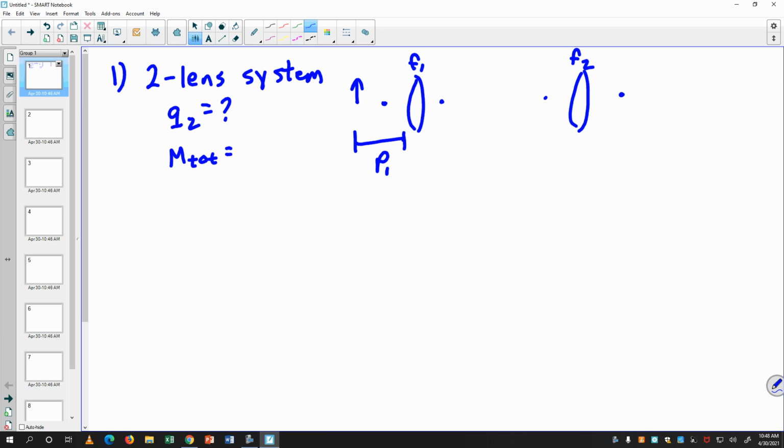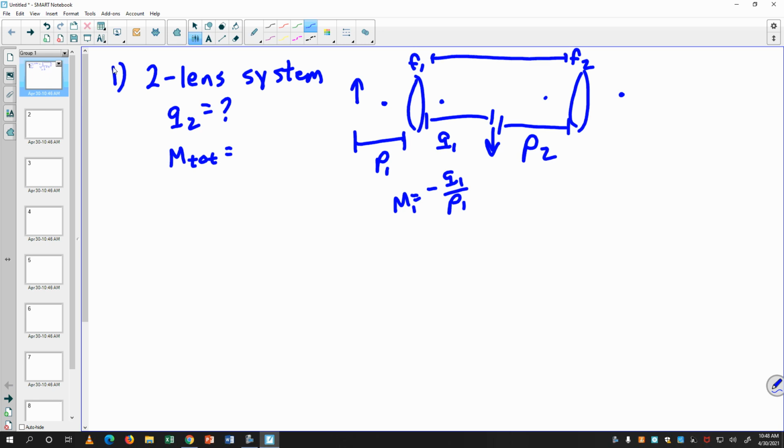So the first thing that you do is you take P1 and then you calculate what Q1 is. You also calculate M1, which is negative Q1 over P1. And then you figure out what is P2. That's going to be this distance. I, of course, will give you the distance between the lenses. And once you have P2, let's say that this is X. P2 would be equal to X minus Q1, the total distance minus Q1.